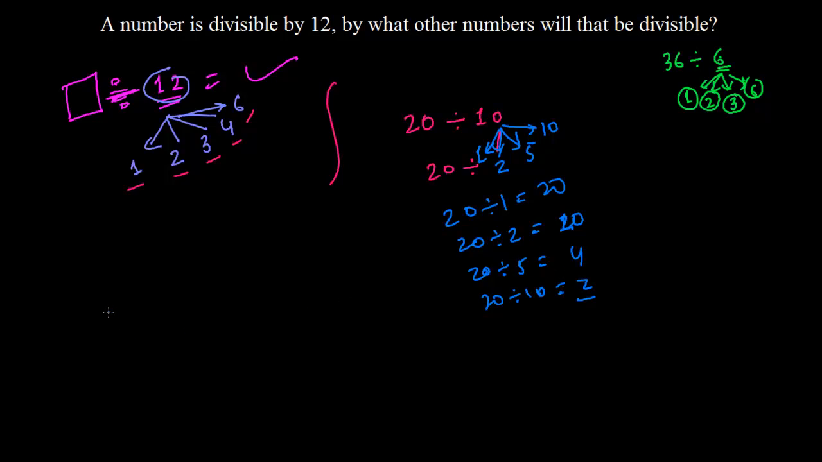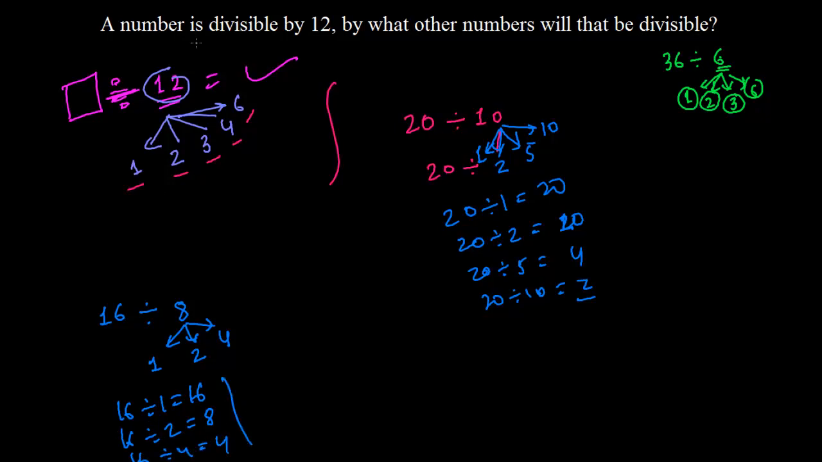Suppose one more I'm taking here, suppose 16. So 16 is divisible by, say, 8. So 16 is divisible by 8, it means 16 is divisible by the factors of the 8 also. Factors of the 8 are 1, 2, 4, and the number 8 itself. So you know that 16 can be divided by 1, 16 times, 16 can be divided by 2, 8 times, and 16 can be divided by 4, 4 times. So it is something like this. I hope you understand this question.